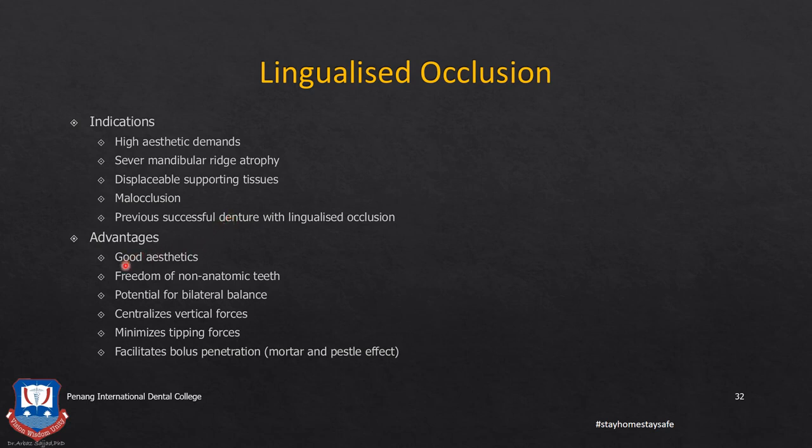Advantages are good aesthetics because it is better than the monoplane occlusion. There is freedom of the non-anatomic teeth. There is a potential for bilateral balance. As I mentioned, always the palatal cusp of the maxillary posteriors is in contact with the occlusal surface of the mandibular posteriors. The contact of the palatal cusp of the maxillary teeth ensures that the forces are transferred in a vertical direction to the mandibular alveolar ridges.